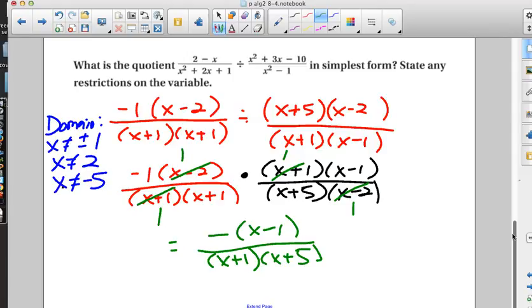Second parenthesis. Any new restrictions on the domain? No, like I said, because if we're doing top times top, bottom times bottom, we've already dealt with everything that's going to show up in the denominators. We've got all that taken care of. But there it is. Isn't that beautiful?